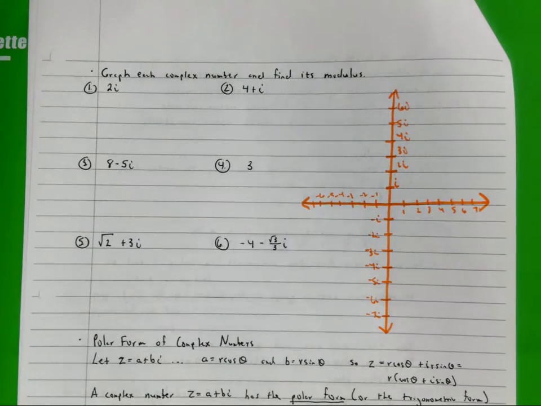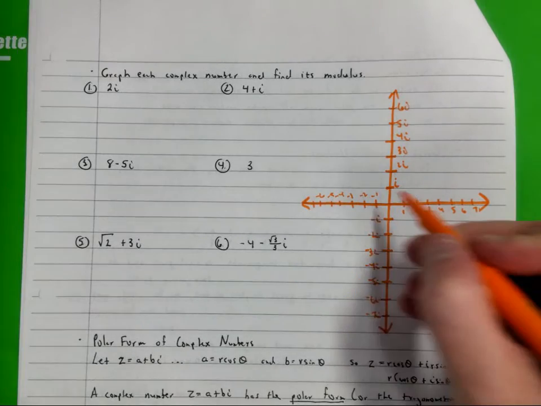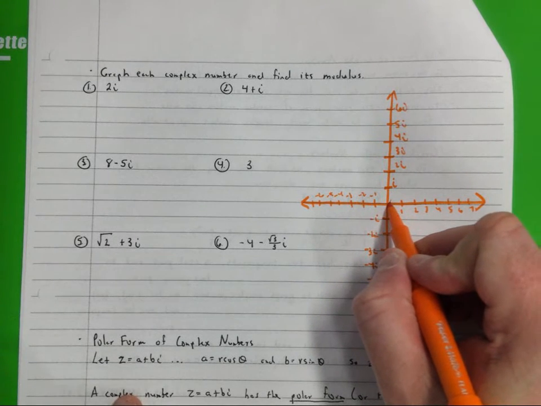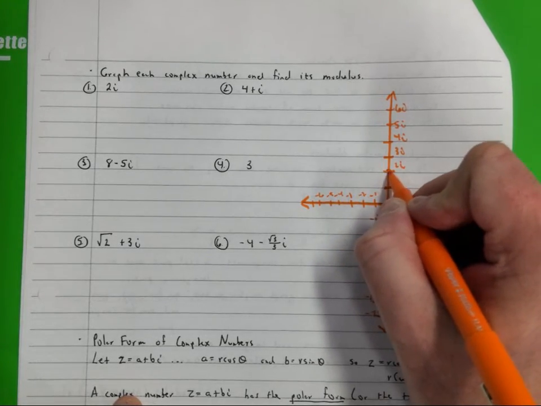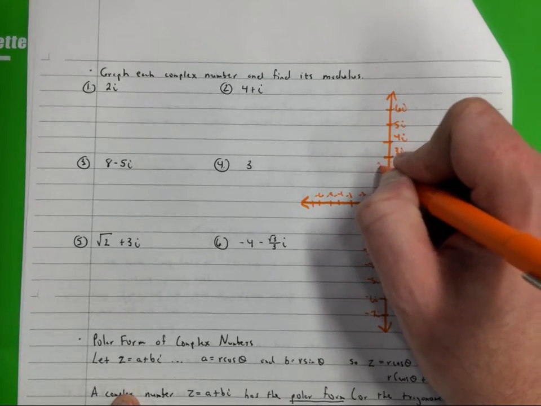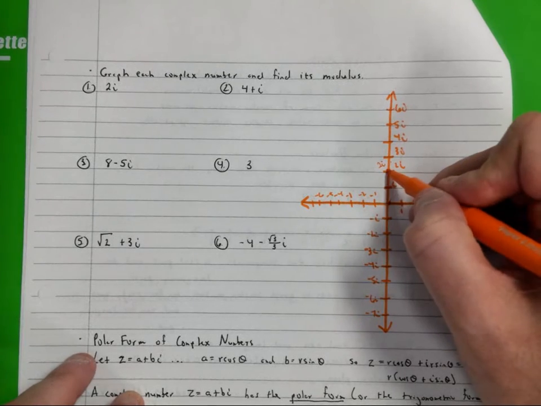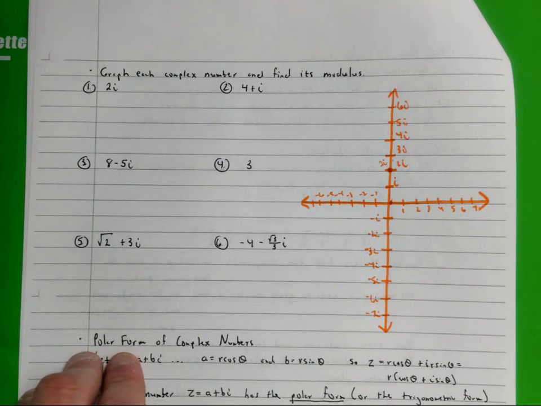Alright, so we want to graph 2i. If we were graphing 2i, you always graph your real part first. Do I have a real part? So I would stay at 0. For 2i, will I go up 2 or down 2? Up 2, and that is my point for 2i. 2i is at this point right here, just as if I was graphing (0, 2). Okay, does everybody see that?